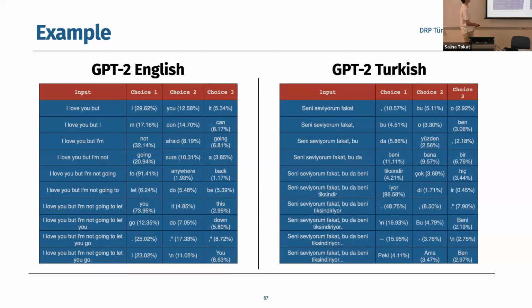Here I'm giving two inputs. One of them is I love you but for English, and seni seviyorum fakat for Turkish. In the left one, we see that GPT-2 English says, I love you but I'm not going to let you go. And it's okay, it's cool. But in the right one, we see that it says seni seviyorum fakat bu da beni tiksindiriyor. We can see that it's influenced by Dostoevsky or Tolstoy or maybe Ömer Seyfettin, I don't know.